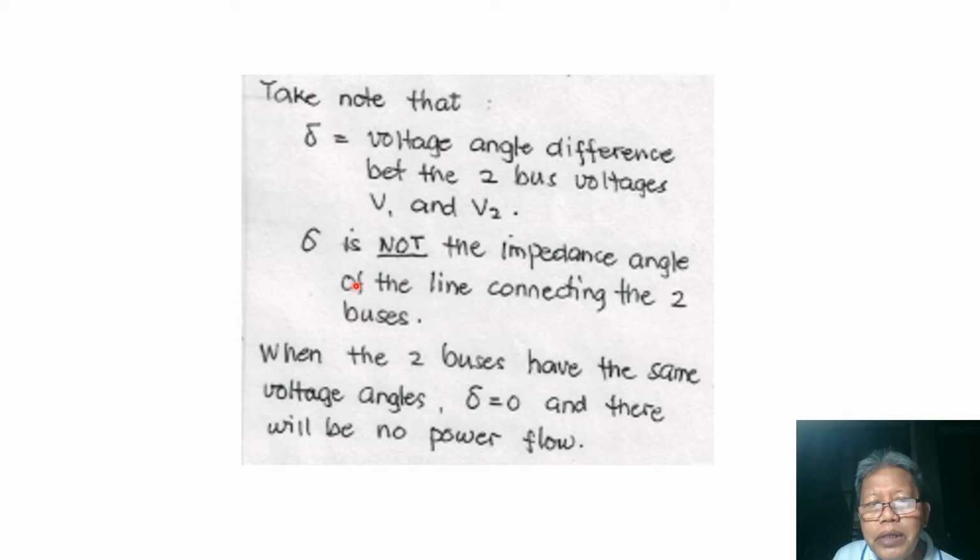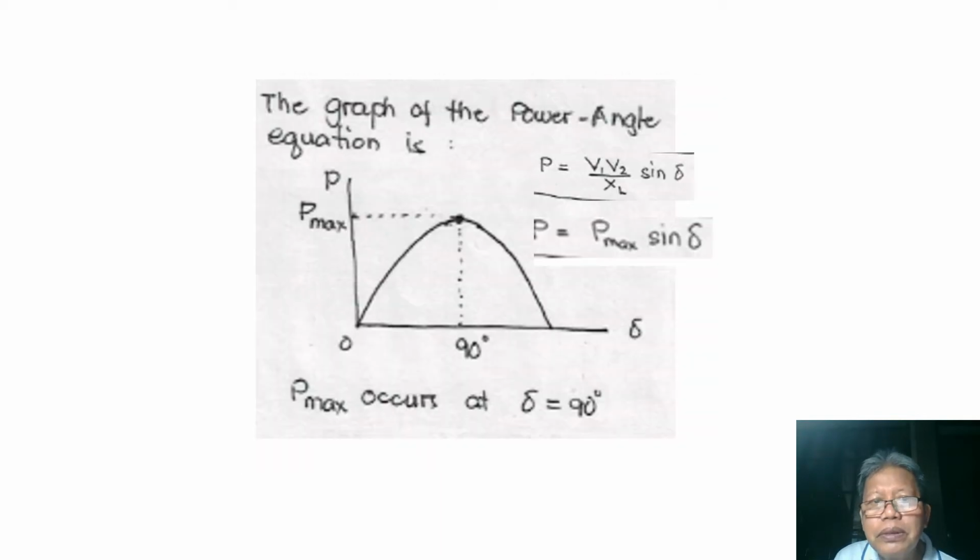So we have to take note that this delta here is not the impedance of the line between bus 1 and bus 2. Now, when the two buses have the same voltage angles, the delta would be equal to 0 and there will be no power flow, because P is proportional to sine delta. So if delta is equal to 0, sine 0 is equal to 0. Therefore, P is equal to 0.